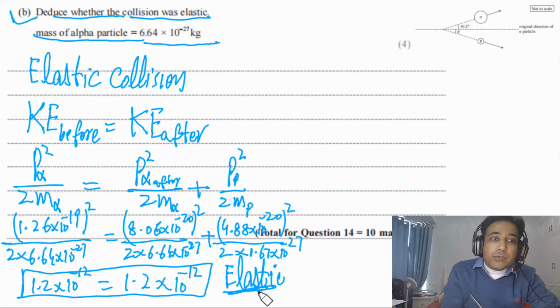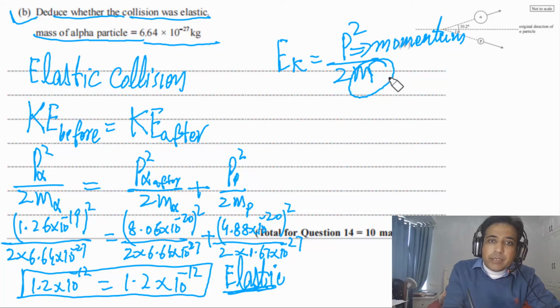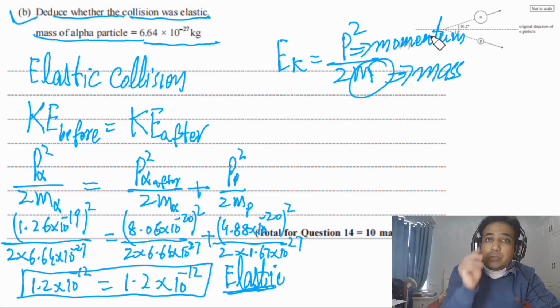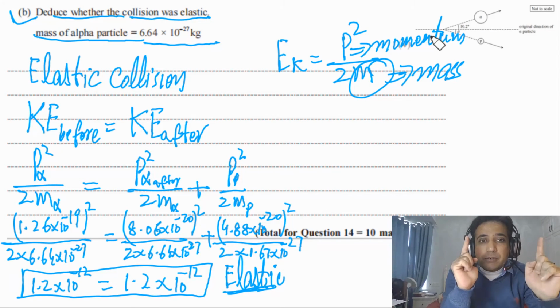I hope it makes sense to you. This is a very important one. You need to understand that kinetic energy is equal to p squared divided by 2 times m, where p is the momentum and m is the mass of that particle. This is a very important equation for some multiple choice questions and also for long questions. You need to understand the relationship between momentum and kinetic energy.